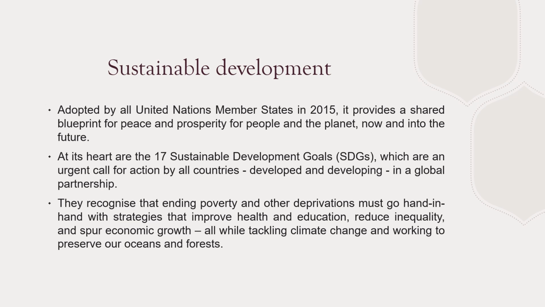So the Sustainable Development Goals were adopted by all United Nations member states in 2015. It provides a shared blueprint for peace and prosperity for people and the planet now and into the future. There are 17 Sustainable Development Goals which are interconnected. If one of them is not achieved, the rest of the goals will be a question mark. All these goals should be accomplished by all countries by the year 2030.